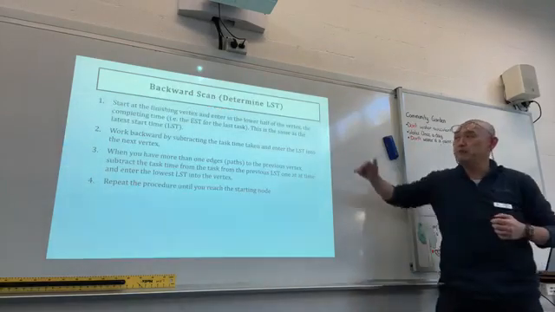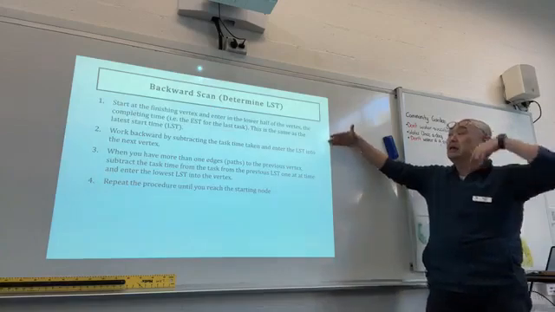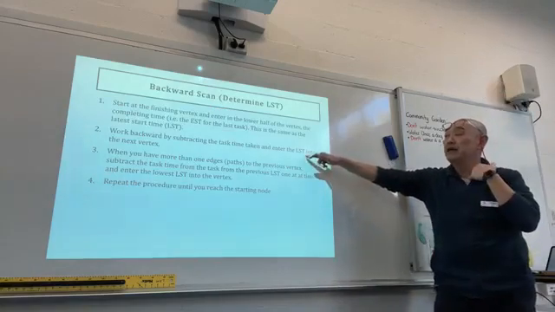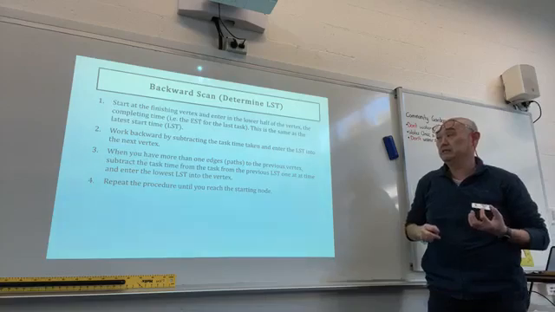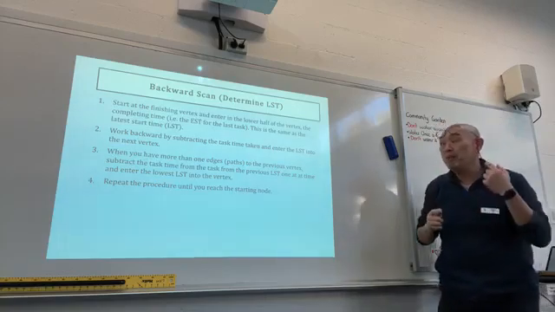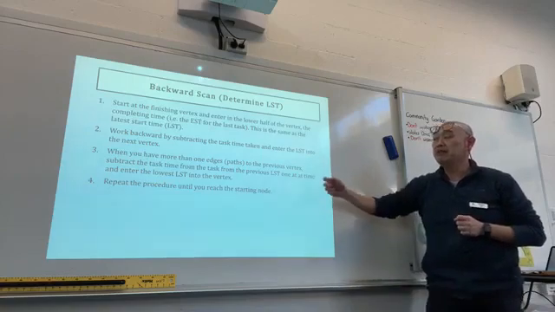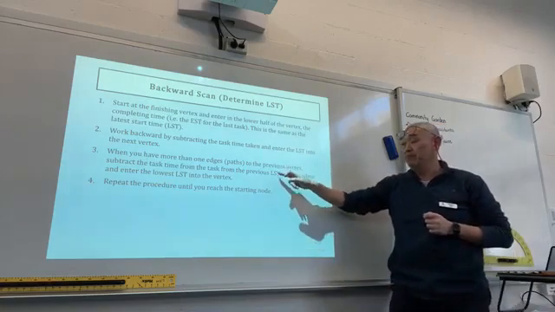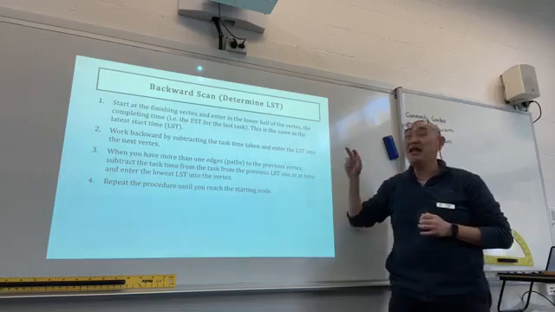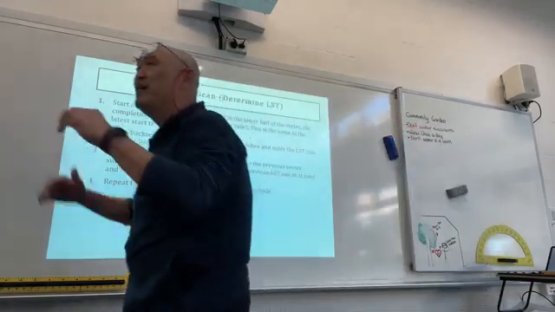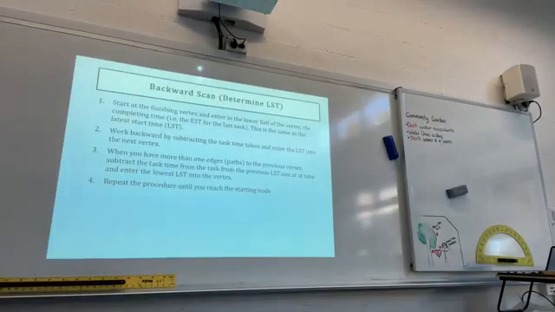Now, work backwards by subtracting the task time taken and enter the lowest start time, LST, the latest start time, into the vertex. When you have more than one edge or one path to the previous vertex, subtract the task time from the previous latest start time, one at a time, and enter the lowest. When you move back, you are entering the lowest latest start time into the vertex. When you go forward, it's the maximum, the highest. When you go back, it's lowest. All right? Forward, highest, back, lowest.